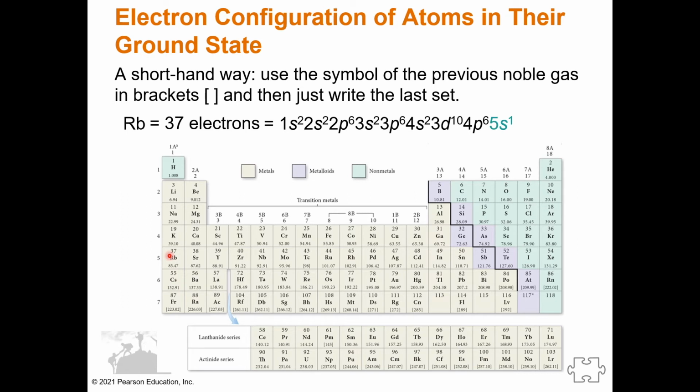Now, the shortcut tells you to go back to the previous row. Go back to the previous row and write down the noble gas in brackets. Okay, so that takes care of 1s2 all the way to 4p6. That was our previous example. When we do that, then all we have to do is write 5s1. And this is our electron configuration here, our little shortcut for Rb. Krypton in brackets, 5s1.